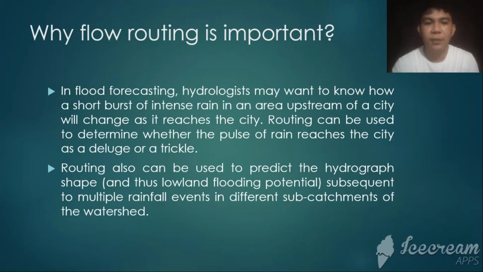Why is flow routing important? In flood forecasting, hydrologists may want to know how a short burst of intense rain in an area upstream of a city will change as it reaches the city. Routing can be used to determine whether the pulse of rain reaches the city as a deluge or a trickle. So routing can be used to predict the hydrograph shape and thus lowland flooding potential subsequent to multiple rainfall events in different subcatchments of the watershed.